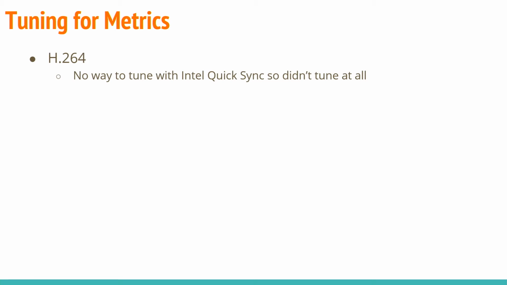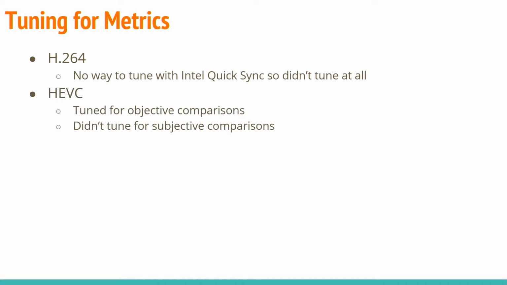With H.264, there was no way to tune Intel QuickSync, so we didn't tune any of them. And we tested again, with objective metrics and with software. We'll look at those results when we get there. With HEVC, we created 2 sets of files. We tuned for the metrics, and then we didn't tune for the metric for the subjective comparisons. Why did we do that? Because we wanted to follow the codec vendor's advice at this stage, and then tune for maximum subjective quality at the second stage.